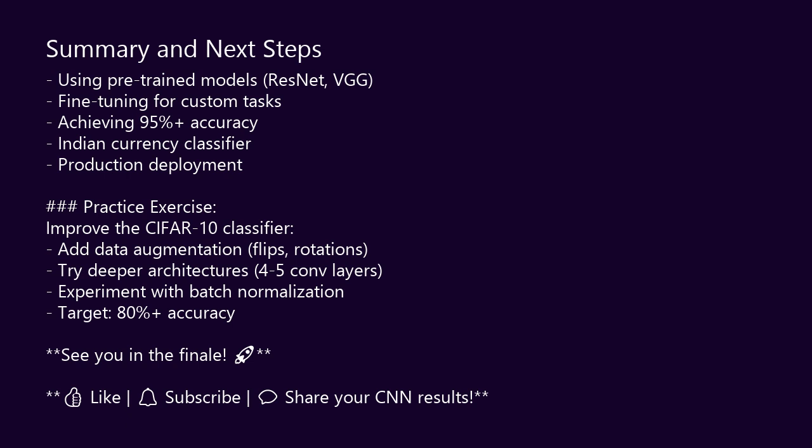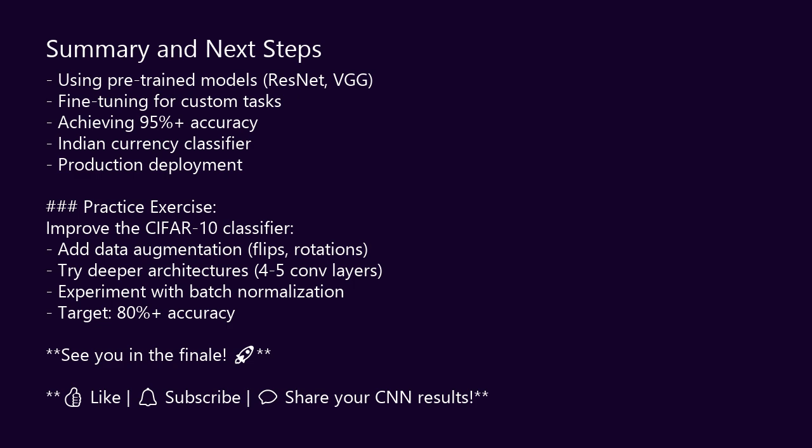We analyzed per class performance. Ships and trucks were easiest. Cats and dogs were hardest. This makes intuitive sense. We visualized predictions and saw the CNN correctly identifying most objects. And we saved the model for deployment. This is real computer vision. The same techniques power facial recognition, autonomous vehicles, medical diagnosis, and more.